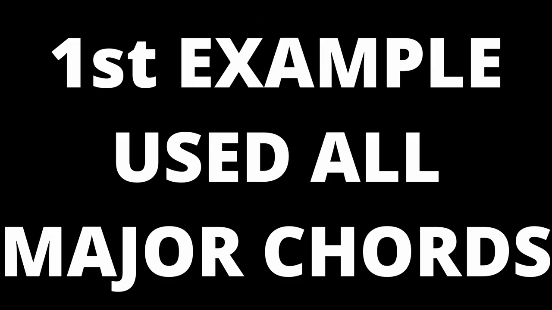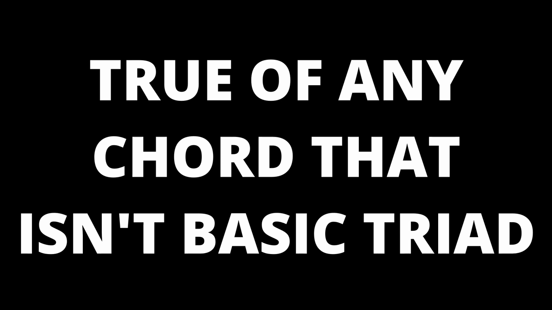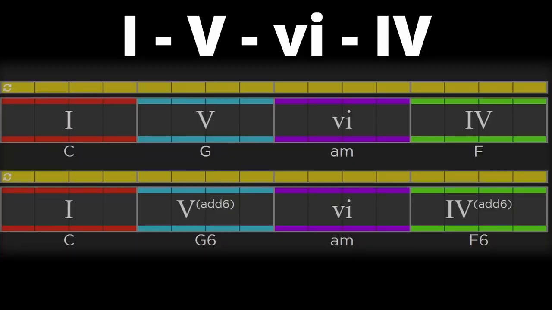In our first progression, we used an entirely major progression, but you can use major 6th within any sort of progression. It is worth noting how many major 6th chords are already in your progression or song, as repeatedly using them will weaken their impact and effectiveness. This is generally true of any chord that isn't a basic triad. Here is the very popular 1-5-6-4 progression with two major 6ths. See how it colours the sound of the progression.